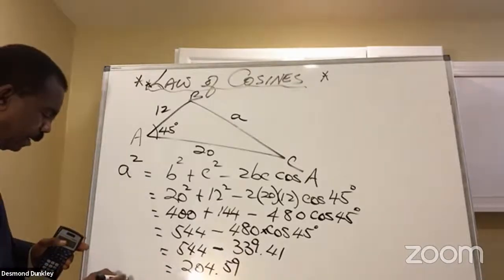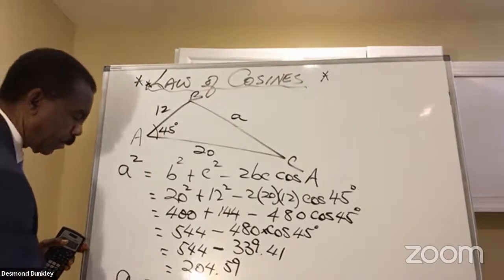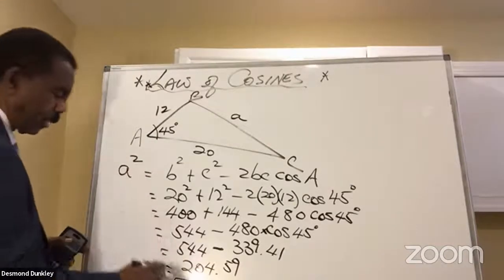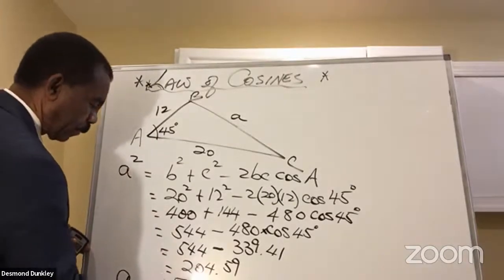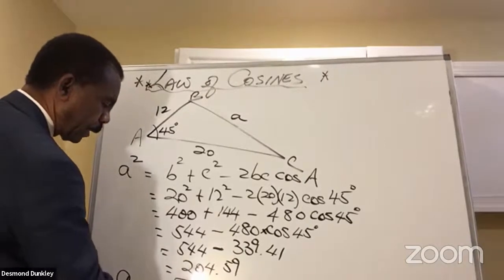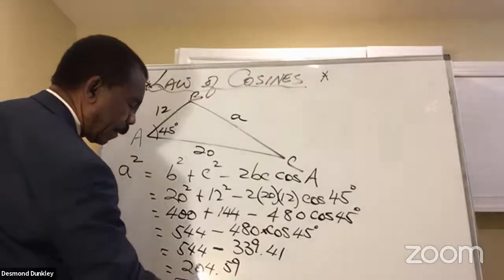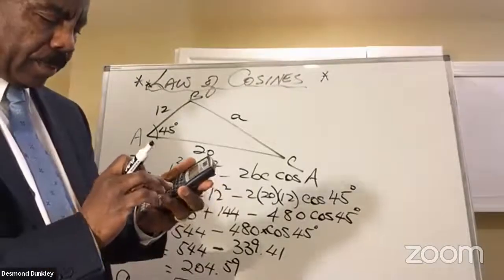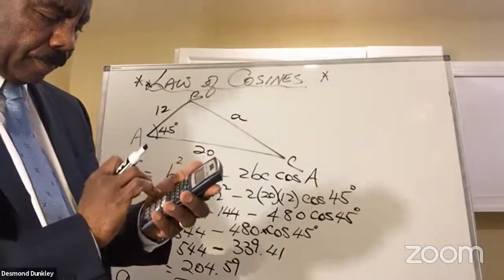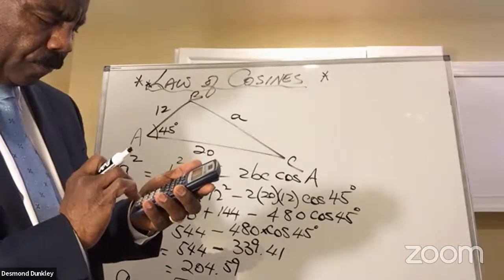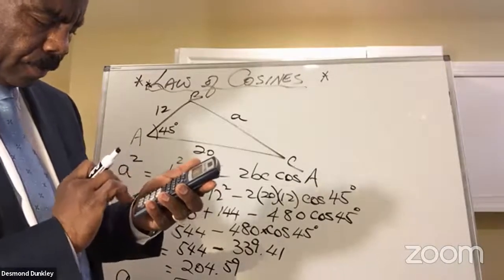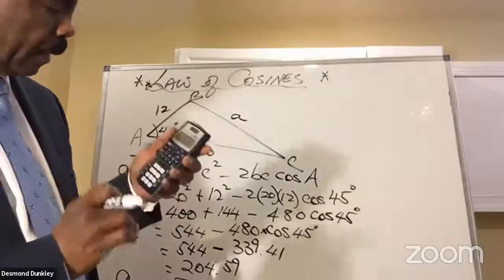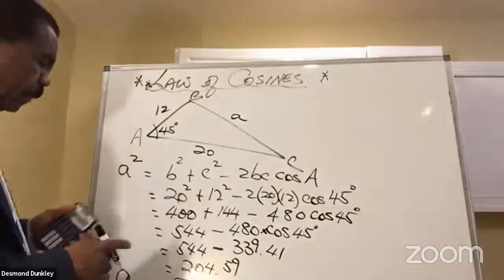So therefore, side a has to be the square root of this. Notice this is a squared, so a has to be the square root of 204.59, which is approximately 14.3.